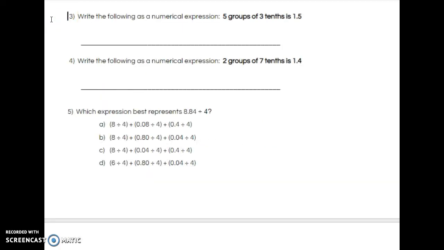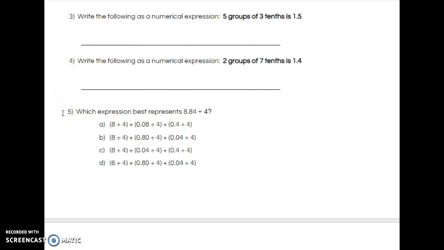Number 3. Write the following as a numerical expression. 5 groups of 3/10 is 1 5/10. Number 4. Write the following as a numerical expression. 2 groups of 7/10 is 1 4/10.